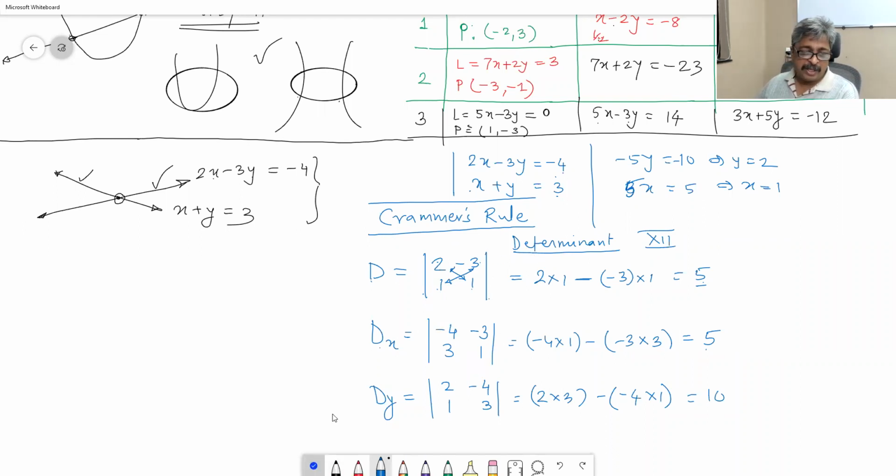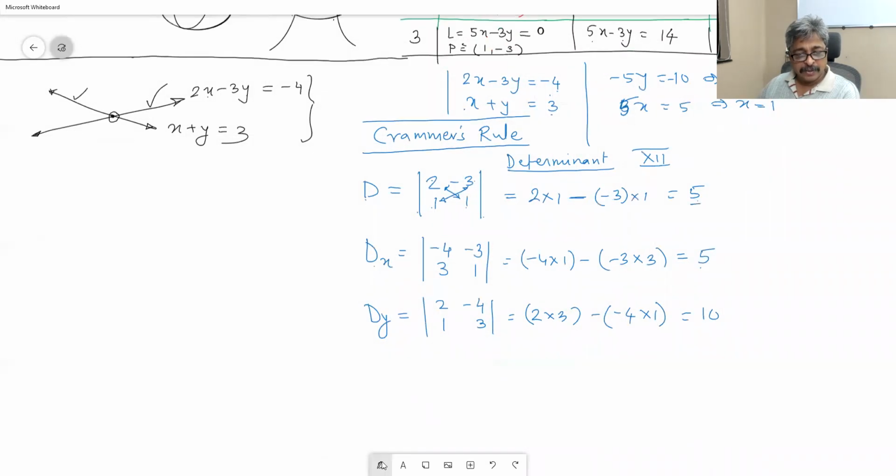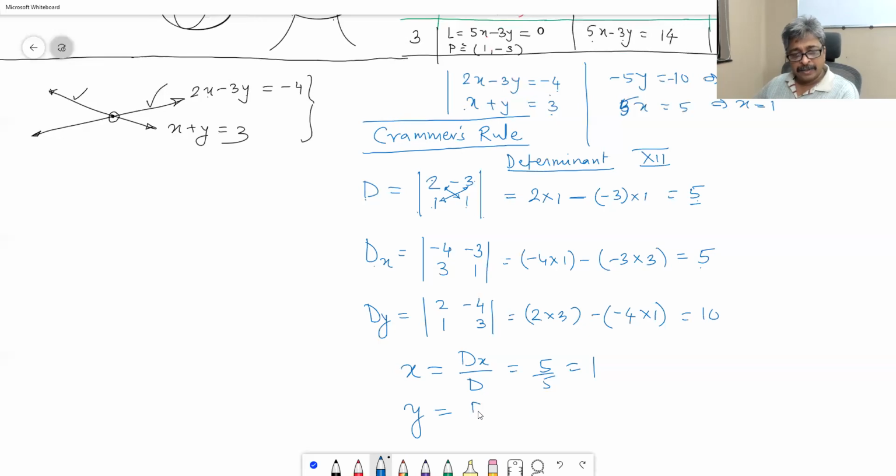Now, having done these calculations, what is the value of x? It is Dx upon D, which is equal to 5 upon 5, which is equal to 1. What is the value of y? Dy upon D, which is equal to 10 upon 5, which is equal to 2. Let me give you another numerical so that you write it in this way and get the values of x and y.